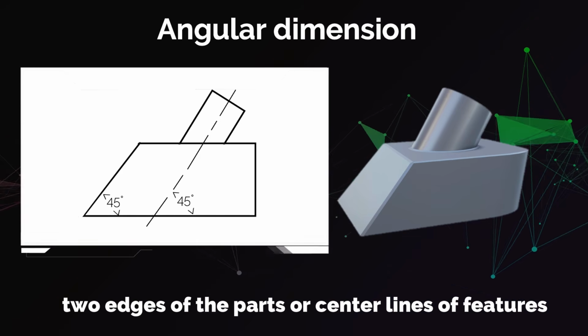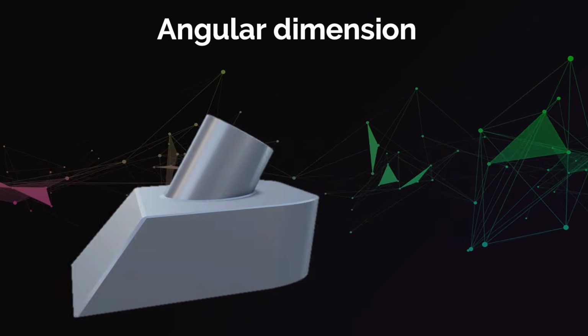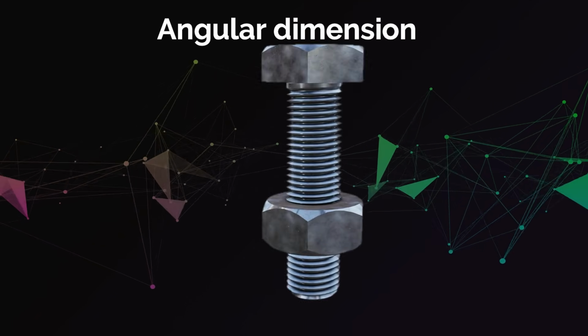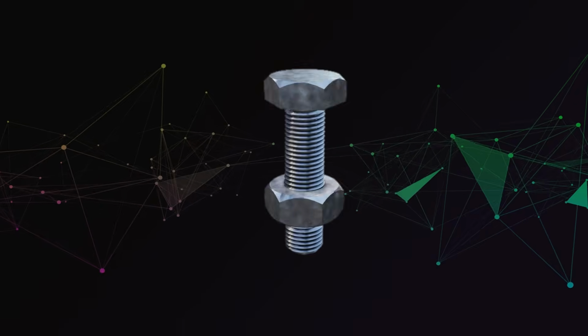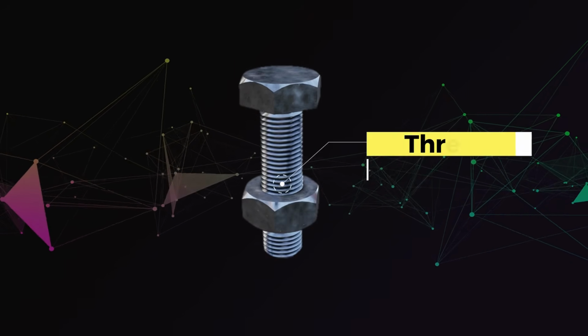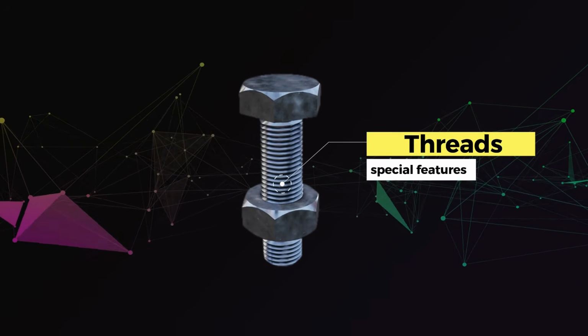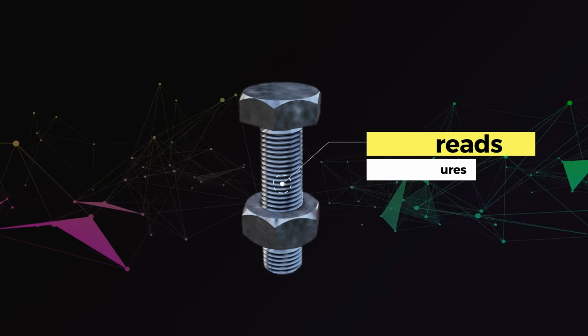Then there are dimensions that are used to describe special features, for example, to describe threads or chamfers. In that case, there is a standard way of describing these features, but we will have a deeper look at these special dimensioning types later on in the course.